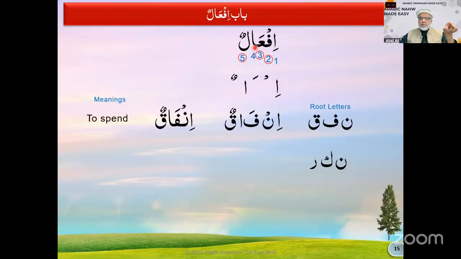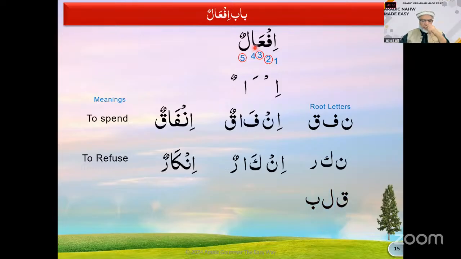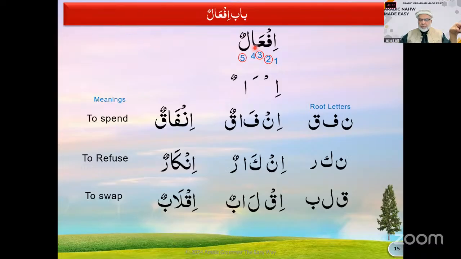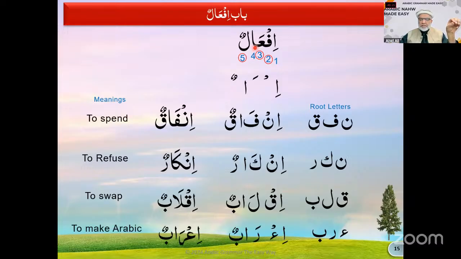If I give you noon, kaf and ra, it will become inkarun, to reject or refuse. Qaf, lam, ba, it will become iqlabun, to swap. If I give you hamza, ra, ba, it will become irabun, and that is to make Arabic. Arab is when you put the harakas on the Arabic words. Okay, so far this concept is not very difficult, it is very easy, so we should not hurt our brain. We just take it at face value.